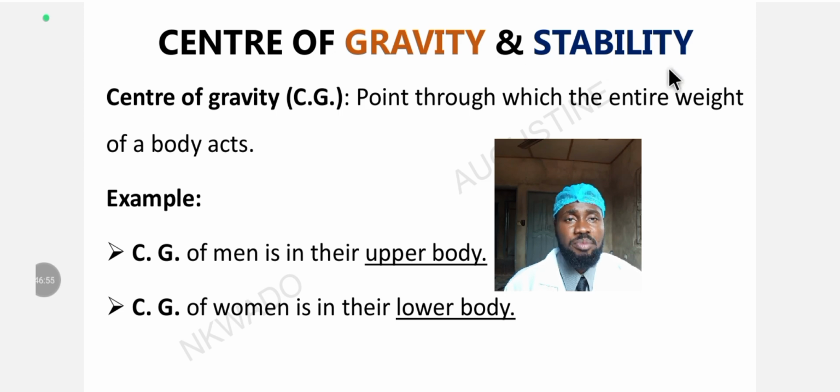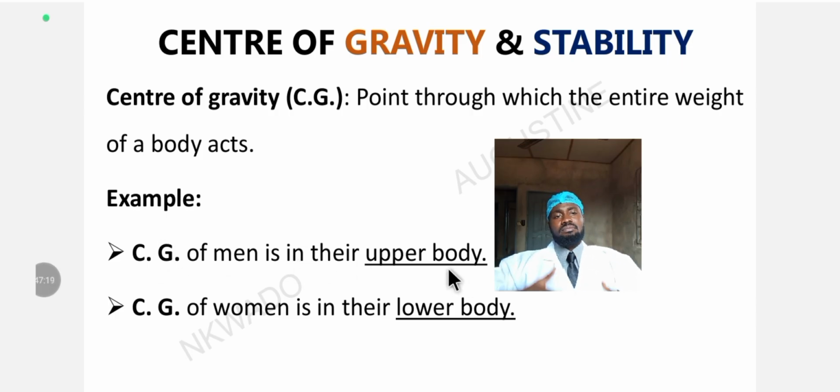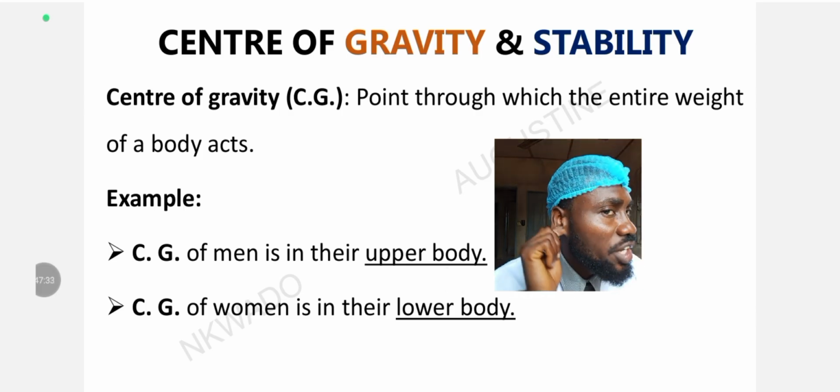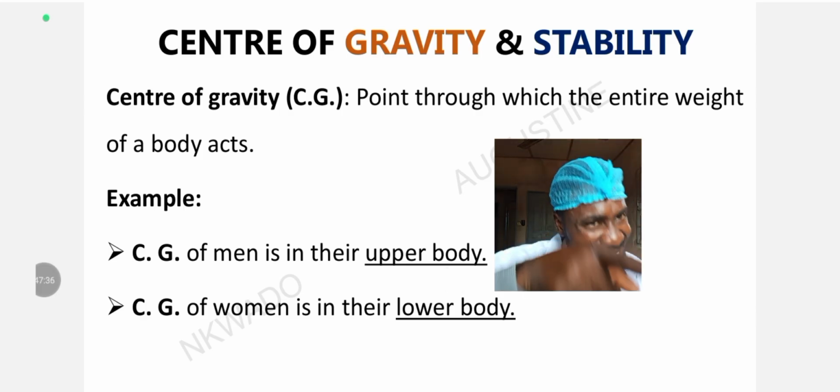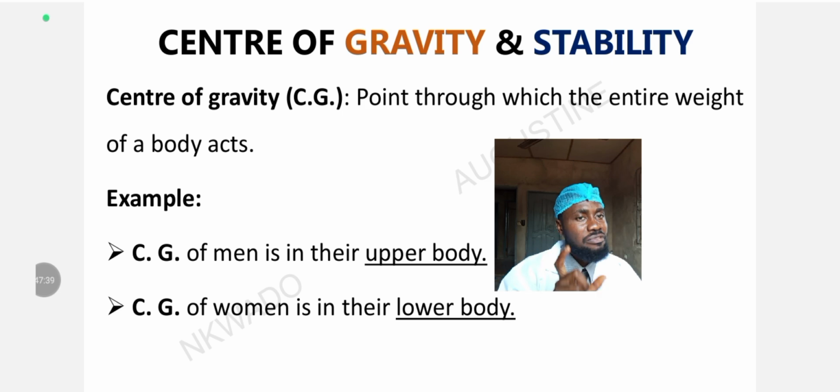Center of gravity and stability. Center of gravity, CG, is the point through which the entire weight of a body acts. As simple as that. For example, the center of gravity of men is in their upper body. So as a man, my center of gravity is located on my upper body from my tummy upwards. That's where the weight of my body acts. It's not where the weight is located, though, but where the weight of the body acts. That's the center of gravity, where your weight acts.